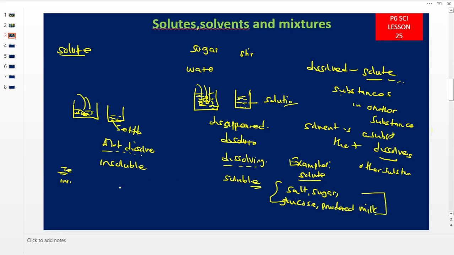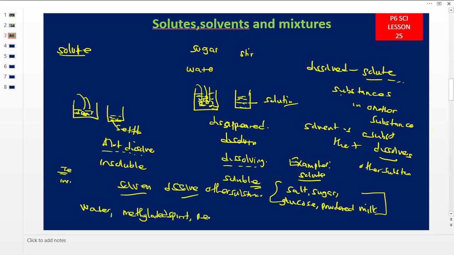Then let us look at solvents, the substances that dissolve others, ebimira ebirala that dissolve other substances. Now let us get examples. The best one is water. Then we have the methylated spirit, and also we have petrol, we have diesel, we have ethanol, omwenge, ethanol, and so on. So these ones are what we call solvents.